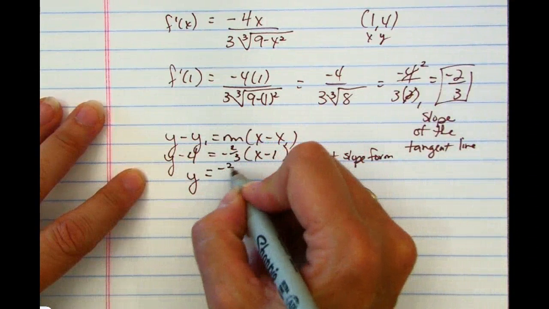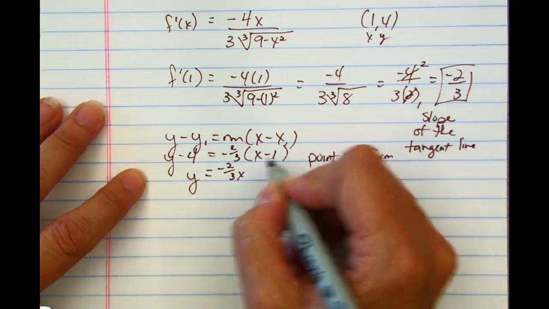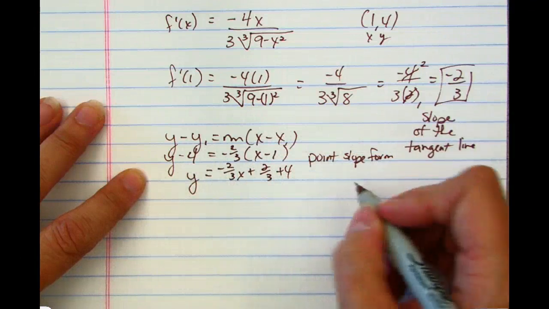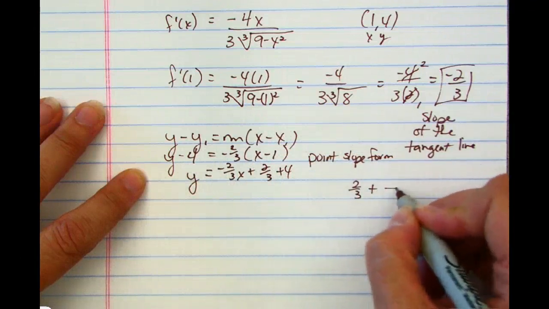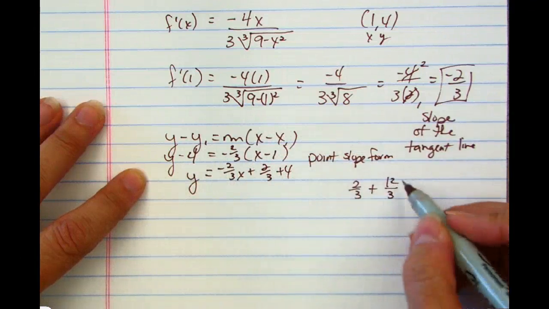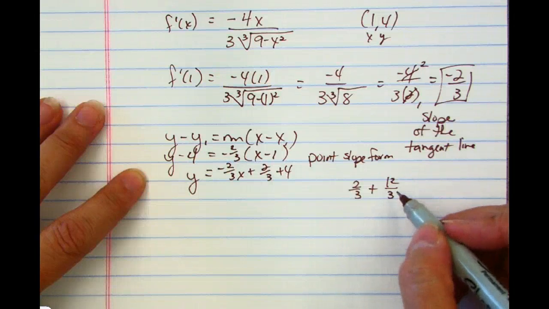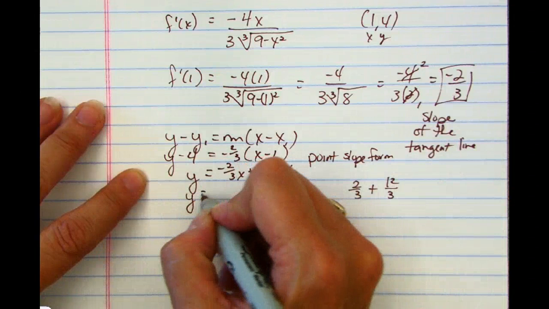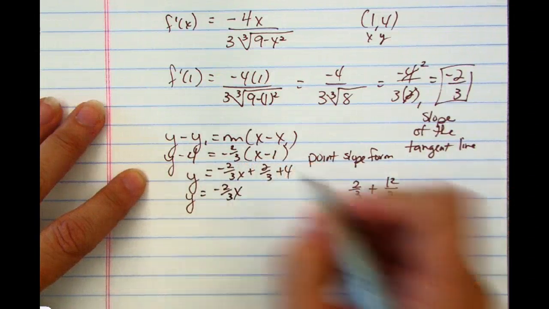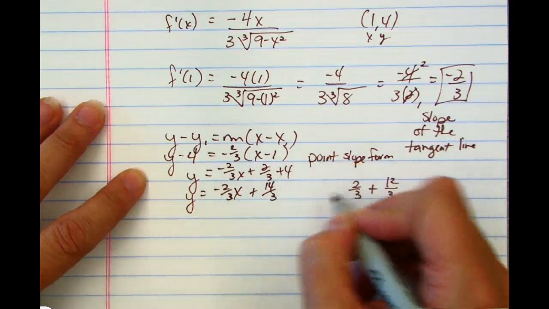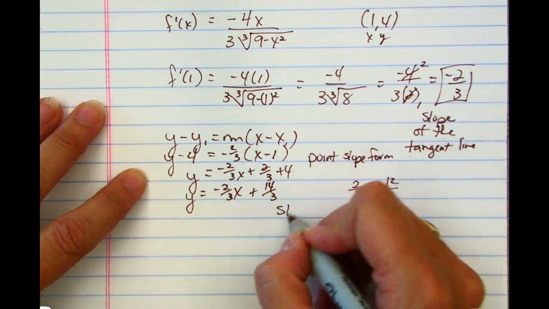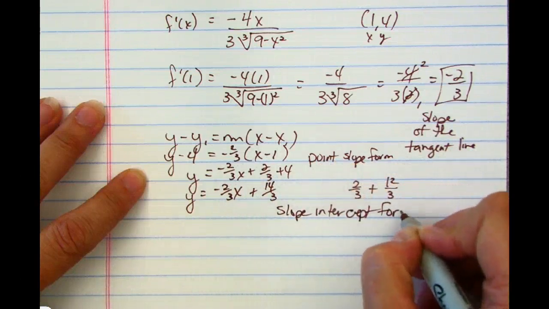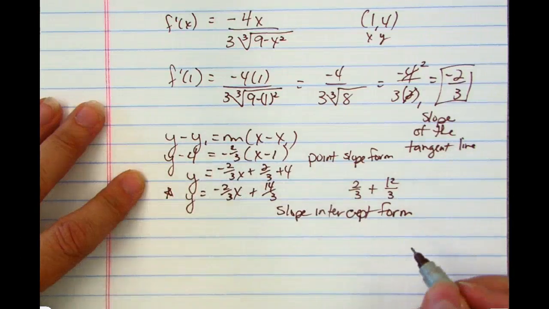So I'm going to distribute that. Negative 2/3 times the negative 1 is positive 2/3, and then this negative 4 I'm going to add to the other side. So I have to add 2/3 and 4. I need a common denominator, that is 3. 12 divided by 3 is still 4. I multiplied this by 3 over 3, so that's 14/3. Y equals negative 2/3 x plus 14/3. That is now in slope-intercept form.